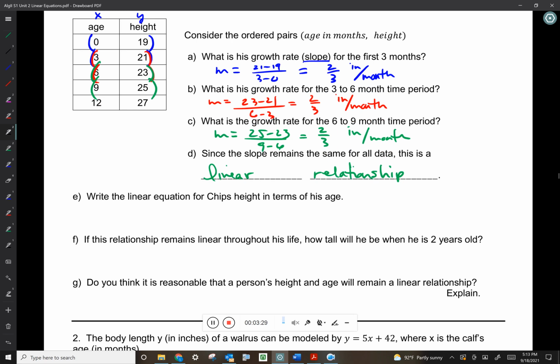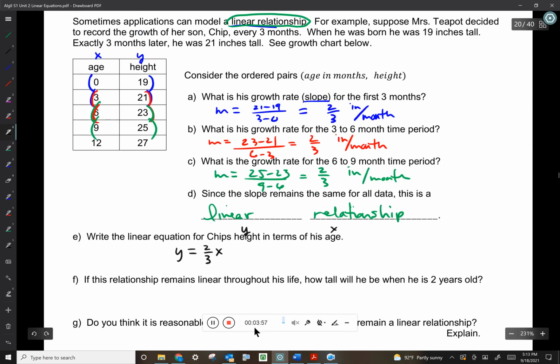So remember, the height is the y values, and the age in months is the x values. So we would say y equals, the growth rate, the slope was 2/3. So we're thinking mx plus b, right? So 2/3 x. And so what's the plus b? Well, we know it's a y-intercept, right? So it's a y value, but what specific?